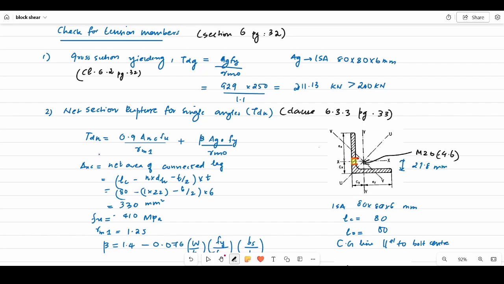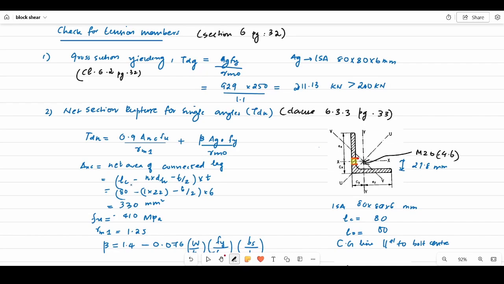And now this is the equation which is given in your IS code. You have to write this equation as such, and the explanation of each term is given below. What is Anc? Anc is the net area of the connected leg. Here both legs are 80 mm in size, and this leg will be connected. Now the connected leg will have a bolt hole, so we have to reduce that area while considering the net area of the cross section of the angle which is connected to the bolt hole. Now the small area of thickness will be overlapping, so we will be reducing that from our equation.